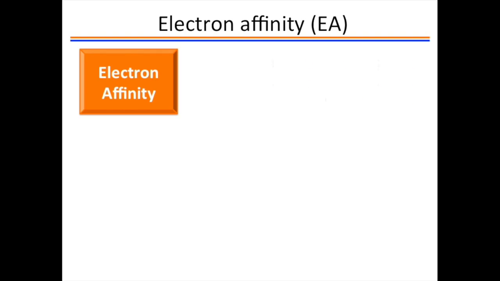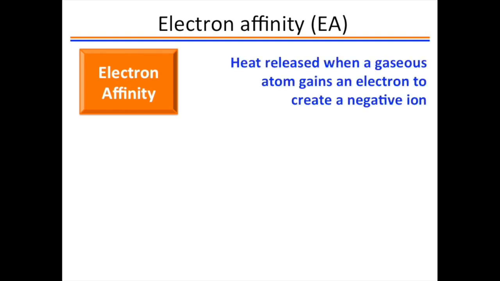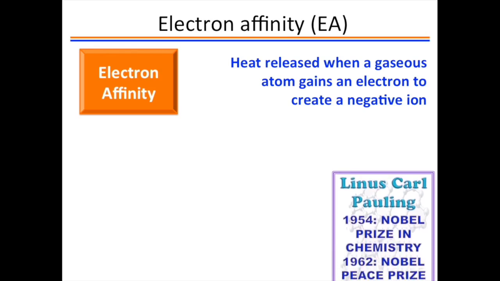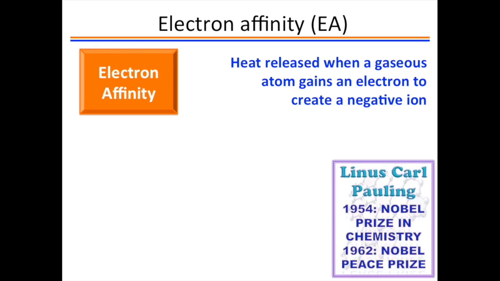We will choose to define electron affinity as the heat released when a gaseous atom gains an electron to create a negative ion. This is the definition Linus Pauling used in his famous book, The Nature of the Chemical Bond. Linus Pauling is perhaps the most famous chemist of the 20th century. He won not one, but 2 Nobel Prizes, in chemistry and in peace. So let's use his definition.